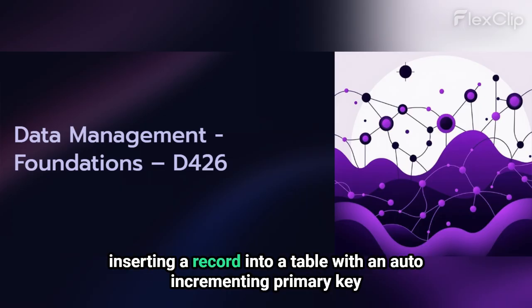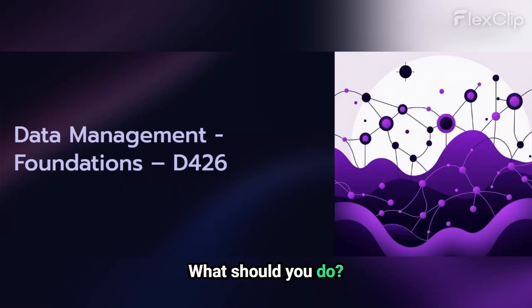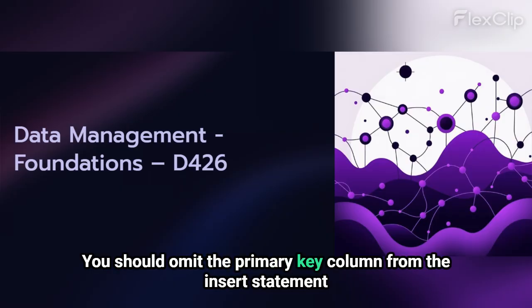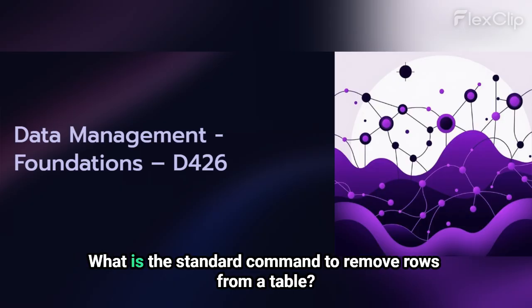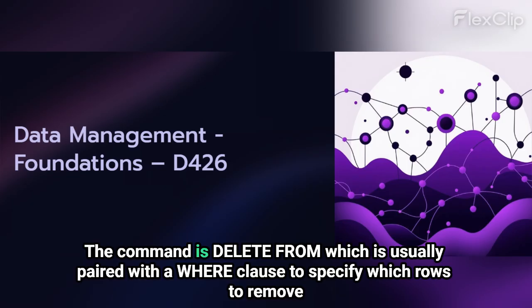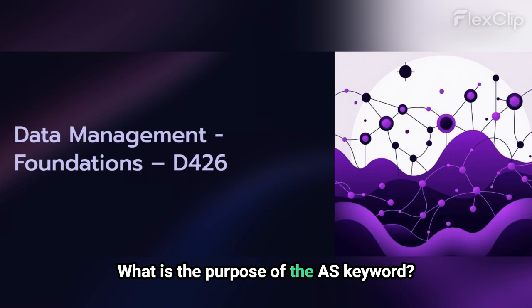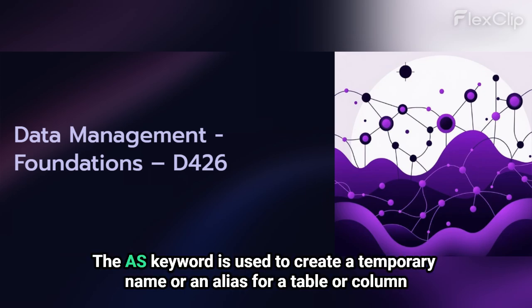When inserting a record into a table with an auto-incrementing primary key, what should you do? You should omit the primary key column from the insert statement, which allows the database to automatically assign the next value. What is the standard command to remove rows from a table? The command is delete from, which is usually paired with a where clause to specify which rows to remove. What is the purpose of the as keyword? The as keyword is used to create a temporary name or an alias for a table or column.